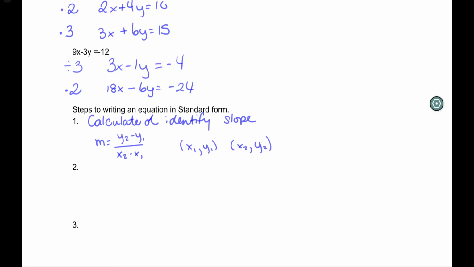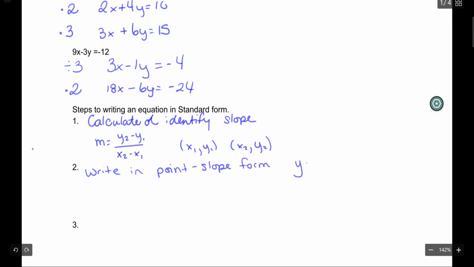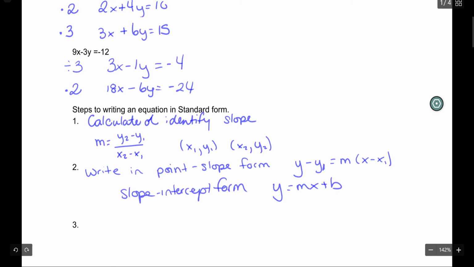Okay, step 2, we need to write it in point slope form, which is y minus y1 is equal to m parentheses x minus x1. You could also write it in slope-intercept form, just could be more work because maybe you don't know your intercept and you would have to find it, which is y equals mx plus b. And then lastly, rewrite into standard form: ax plus by is equal to c.